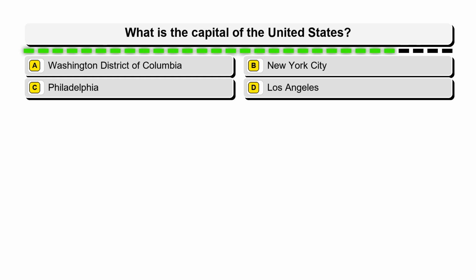Question 22. What is the capital of the United States? Option A, Washington, District of Columbia. Option B, New York City. Option C, Philadelphia. Option D, Los Angeles.